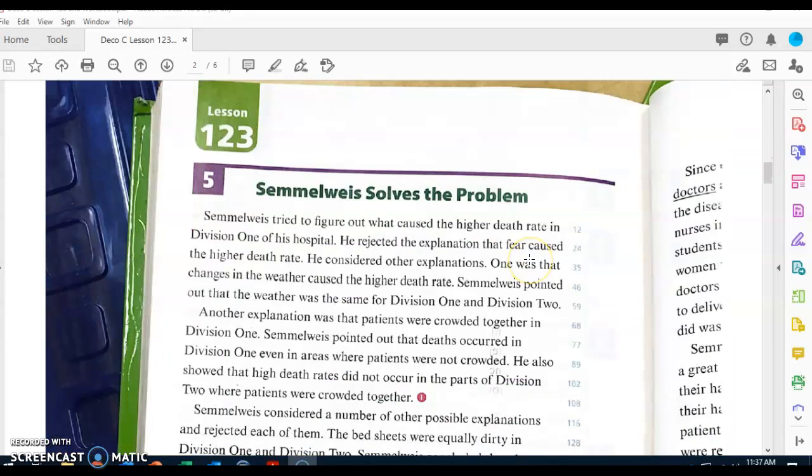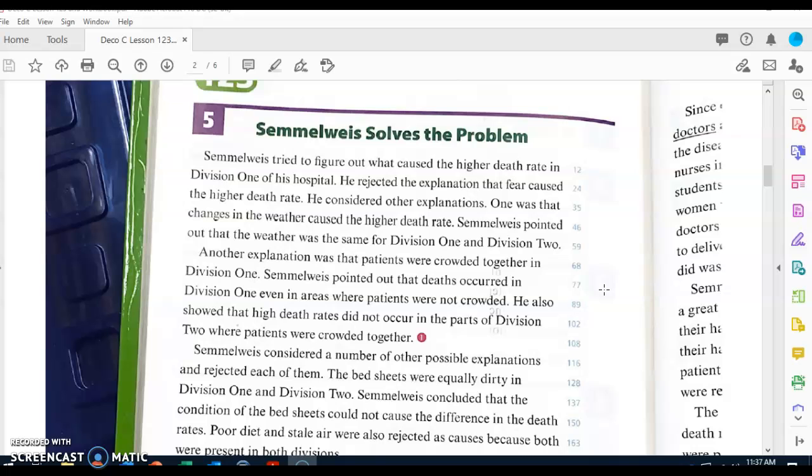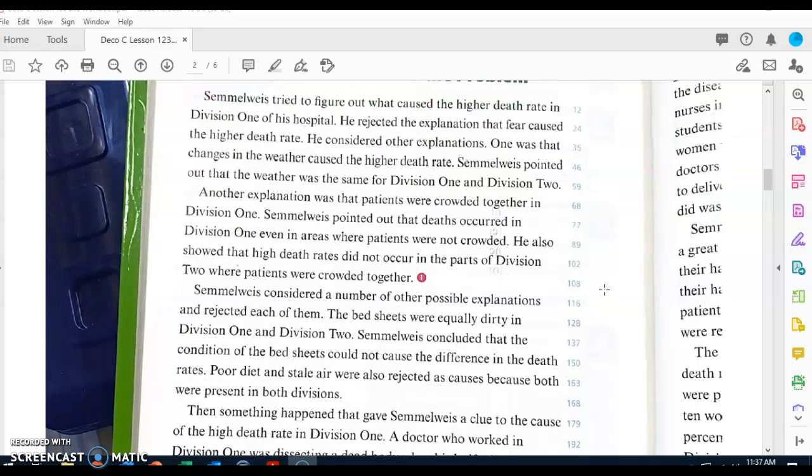Now let's go ahead and look at part 5. We're going to begin with our story. Please follow along and listen to the questions because some of these questions will appear on your workbook. Semmelweis Solves the Problem. Now let's go ahead and follow along.